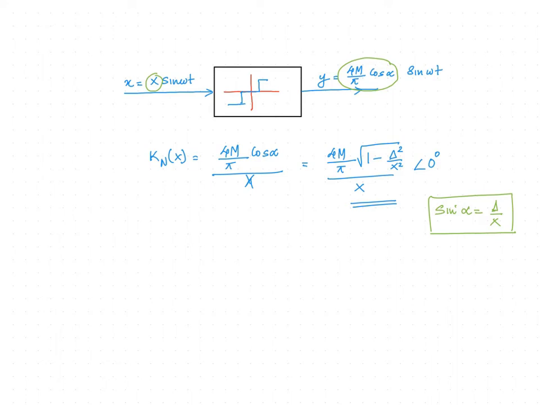If you look at the input and the output, there is no phase shift between the two signals. Hence, describing function is equal to 4M by pi root of 1 minus delta square by X square by X, angle 0. This shows that y is a function of X.